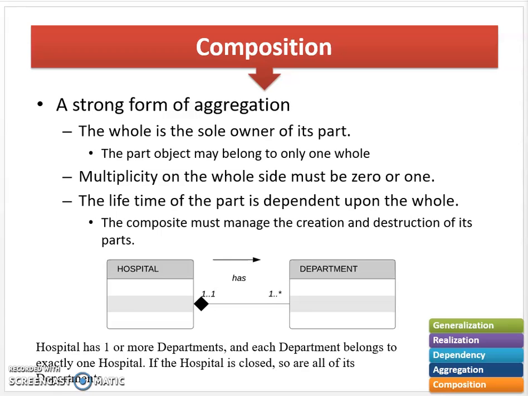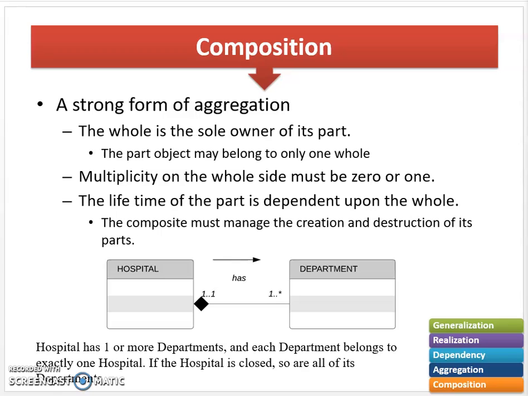The next relationship that we're going to cover is composition. This is a strong form of aggregation. The composition is a special type of aggregation which denotes strong ownership between two classes when one class is part of another. That means the whole is the sole owner of its part.